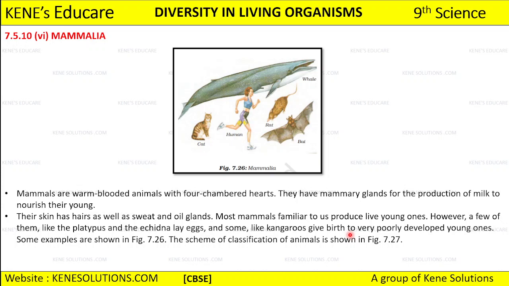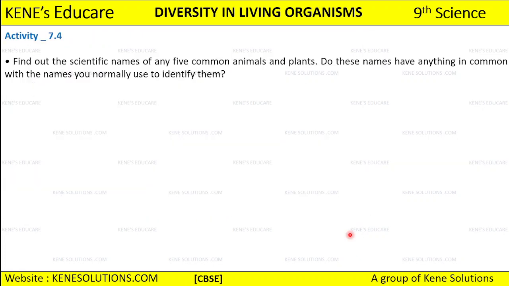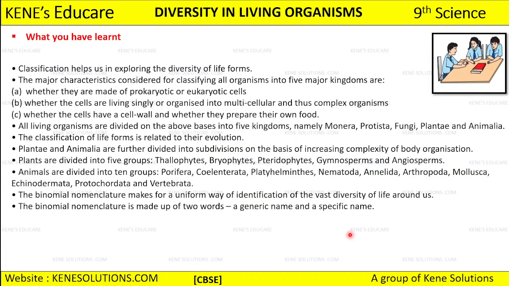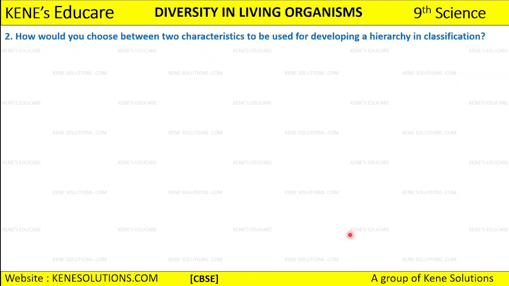Okay, after discussing the six classes of phylum Vertebrata, we are going to discuss nomenclature in short. And after that there will be a summary of the lesson that we have discussed till now. After discussing this summary, we are going to discuss the six questions which have been given here, like what are the advantages of classifying the organisms, and how would you choose between the two characteristics which we can use for developing a hierarchy in classification.